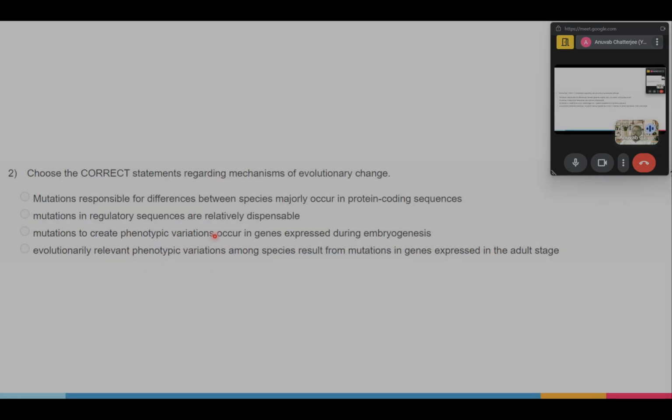We go on to the next question, which is: choose the correct statements regarding mechanisms of evolutionary change. The options are: mutations responsible for differences between species majorly occur in protein coding sequences. Mutations in regulatory sequences are relatively dispensable. Mutations to create phenotypic variation occur in genes expressed during embryogenesis, and evolutionarily relevant phenotypic variations among species result from mutations in genes expressed in the adult stage. So this is a single correct kind of question. I will give you a moment to figure this one out.